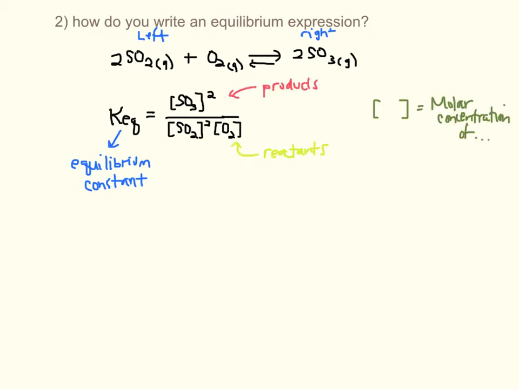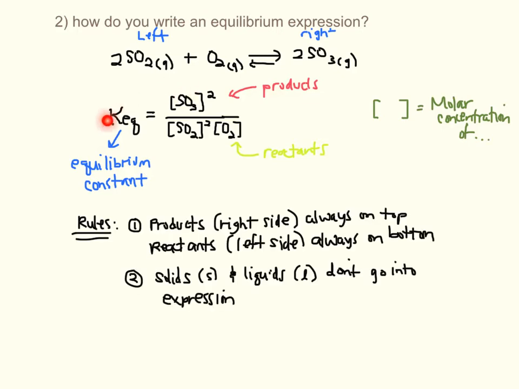So what are the brackets for? Well, the brackets represent the molar concentration of whatever that substance is. So you would read this, the molar concentration or molarity of SO3, and then of course you're squaring it, over or divided by the molar concentration of SO2 squared, because it's got a 2 in front of it in the balanced equation, multiplied by the molar concentration of oxygen. So this is called an equilibrium expression. And at some point, we're going to actually plug numbers into this and solve for some of these parts.